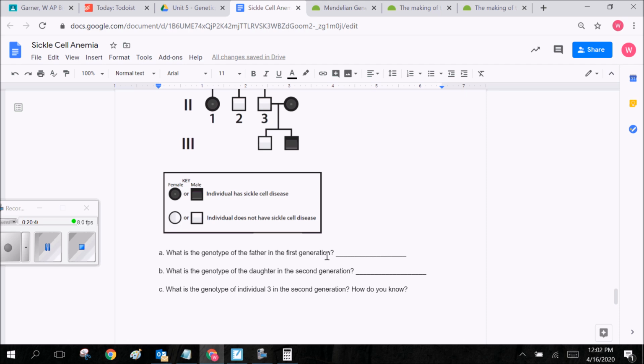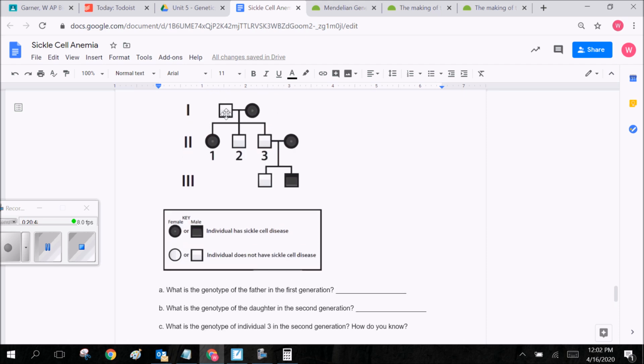What is the genotype of the father in the first generation? Well, if we look at the father in the first generation, we can see that the father does not have the sickle cell disease. And it's very difficult because the genotype of that father could be totally normal, or it could be that they have the trait but they're not showing the disease. How do we tell which one they are? Okay, well, we have to look at the kids.